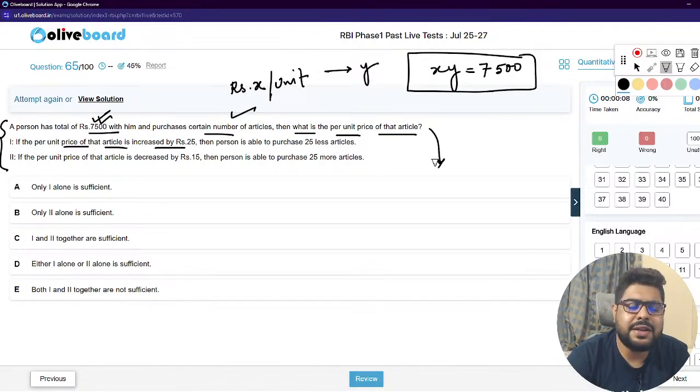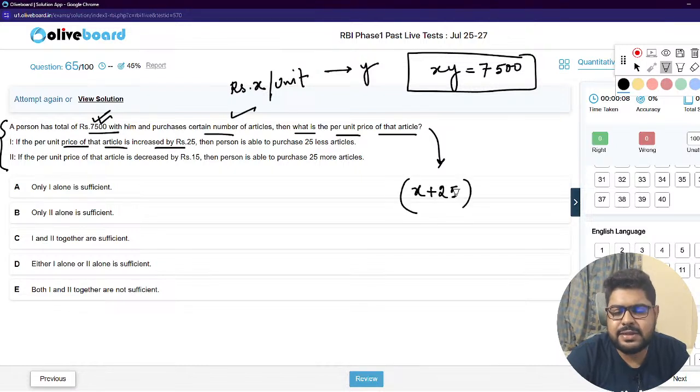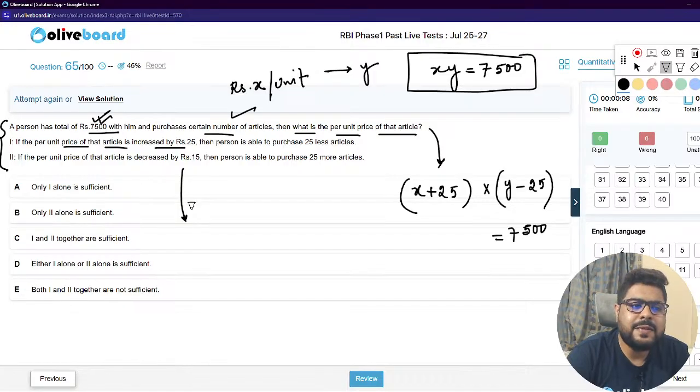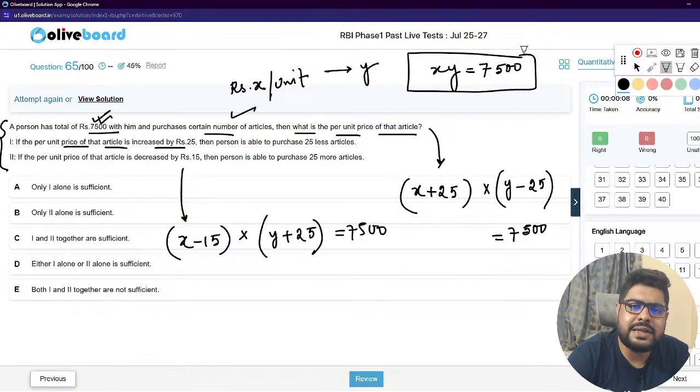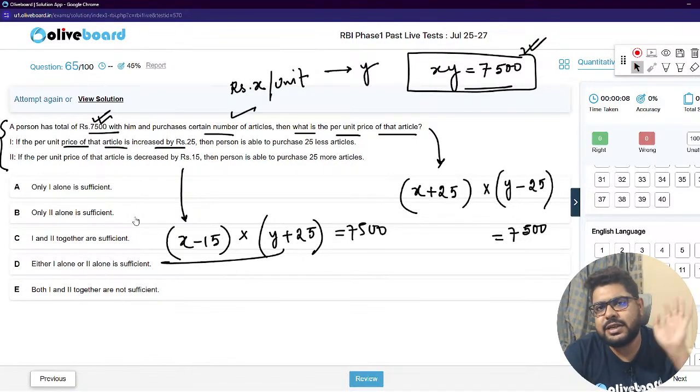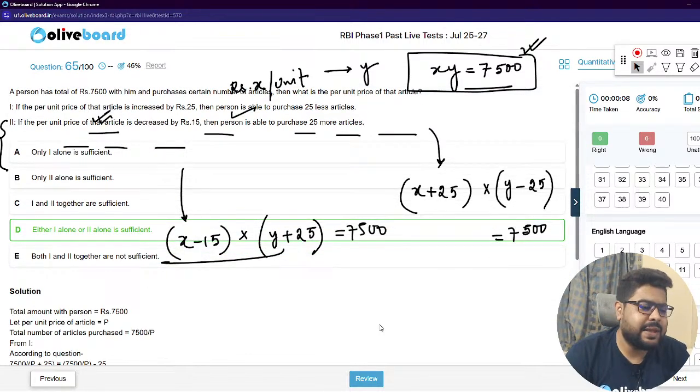First statement is saying what? Per unit price increases by 25. So this is now the per unit price, into Y minus 25. That will be 7,500. Second is saying what, sir? Decreases by this, meaning x minus this, y plus 25. That is equal to 7,500. Please understand, this is the common equation. Two unknowns, two equations. So any one of these equations is sufficient. So either one will be the correct answer.